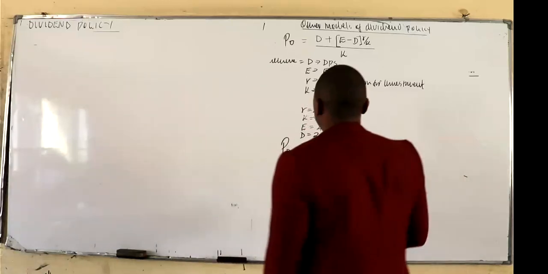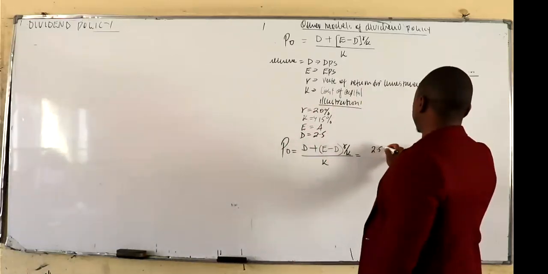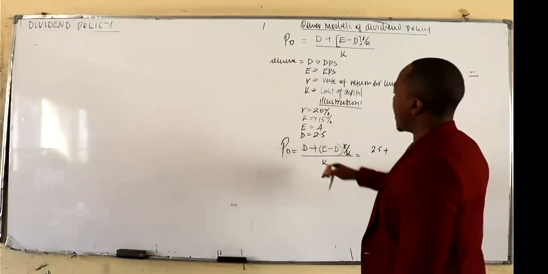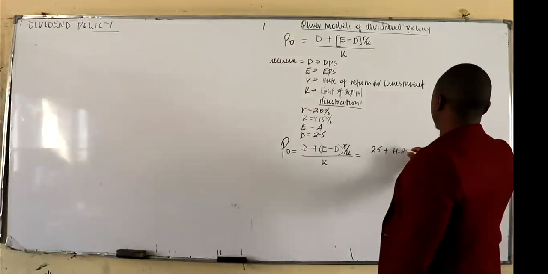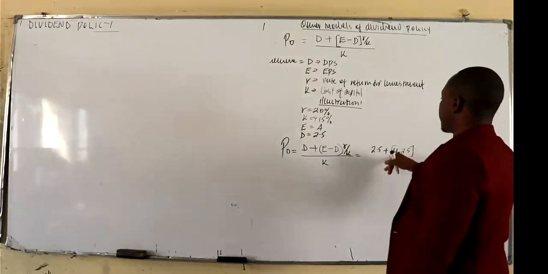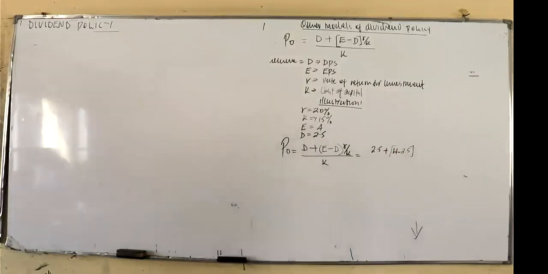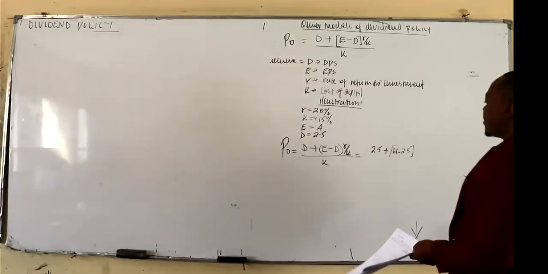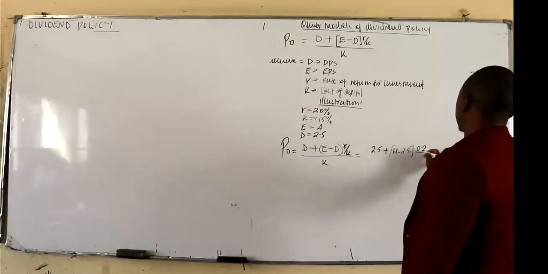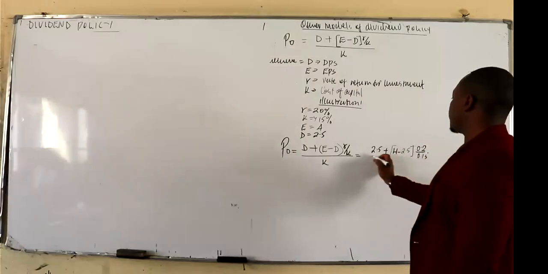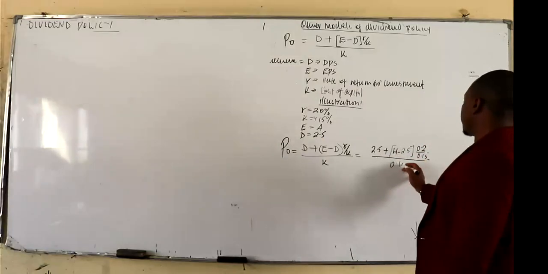The dividend per share is 2.5. The earnings per share is 4, and the dividend per share is 2.5, so the retained earnings per share will be 1.5. Then R over K is 0.2 divided by 0.15, over 0.15.